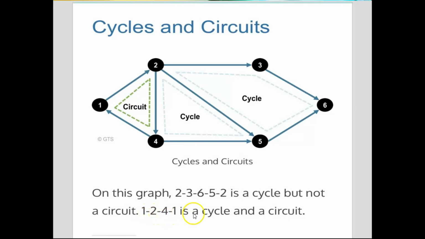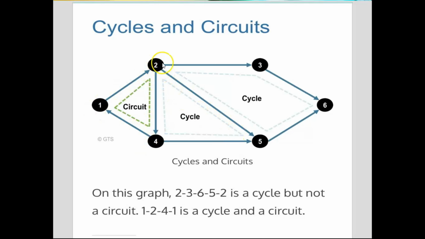So here it says 1-2-4-1 is a cycle and a circuit. So a circuit can be a cycle, but not all circuits are cycles. I'm going to say that again. A circuit can be a cycle, but a cycle cannot always be a circuit. So just like what we have explained here, the movement from 1 to 2 to 4 back to 1, then from 1 again to 2, to 4, then back to 1, it keeps flowing.